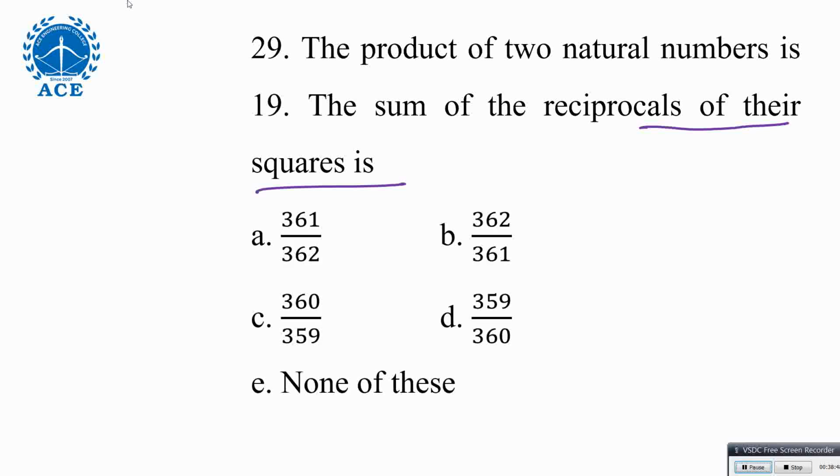If you're feeling it's taking time, take some small numbers and work on it also. Product of two natural numbers is 90. Sum of the reciprocals of their squares. Means they're asking, let's say x and y are the two natural numbers. Their product is 90. They're asking about 1 upon x square plus 1 upon y square. Sum of the reciprocals of their squares.